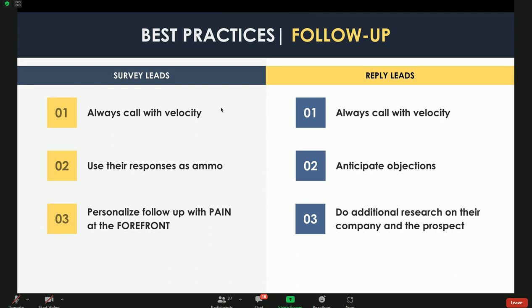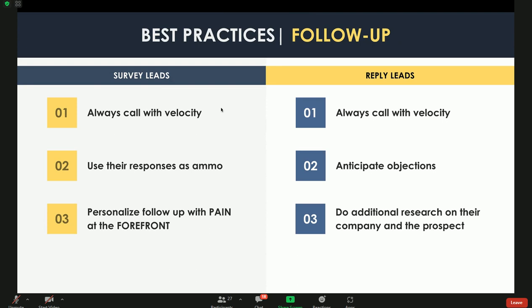I'm dropping everything when I see an email that someone has responded to a survey. I'm always calling with velocity, and I'm going to use their responses and the discovery that they gave as ammo as they go into the call. I know some things already that they're dealing with, so I'm going to say, hey, look, sounds like you're dealing with this, this, and this. Take me through what you've done in the past to remedy this. Cool, makes sense, awesome. Here's RightBound, here's the solution. That's what you all can do with your survey leads as well.